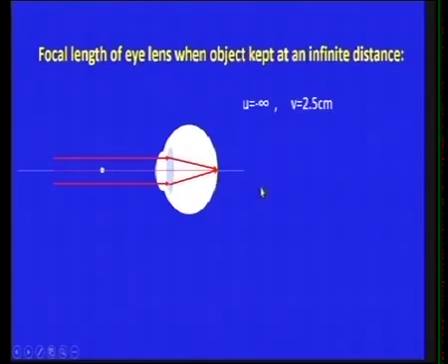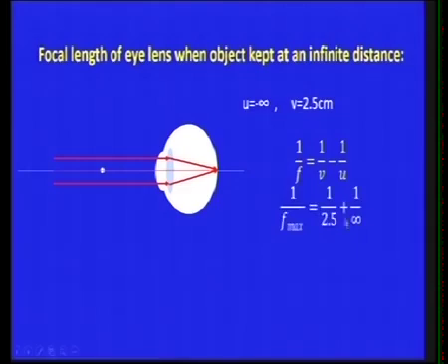As we know the lens formula, 1/f = 1/v − 1/u. Substituting the values in this equation, 1/f maximum = 1/2.5 + 1/infinity. We know that 1/infinity is 0. Then 1/f maximum = 1/2.5. f maximum = 2.5 centimeters. So this is the maximum focal length of our eye lens.